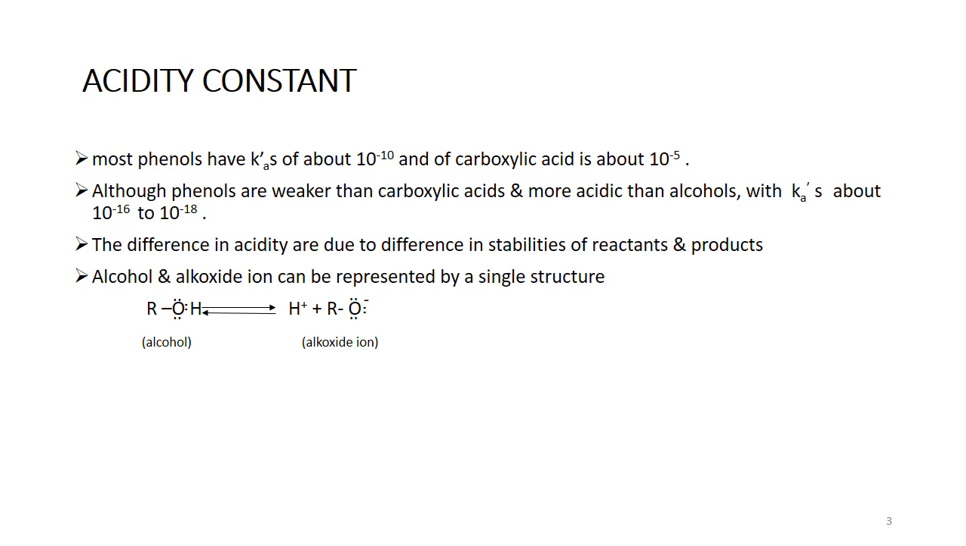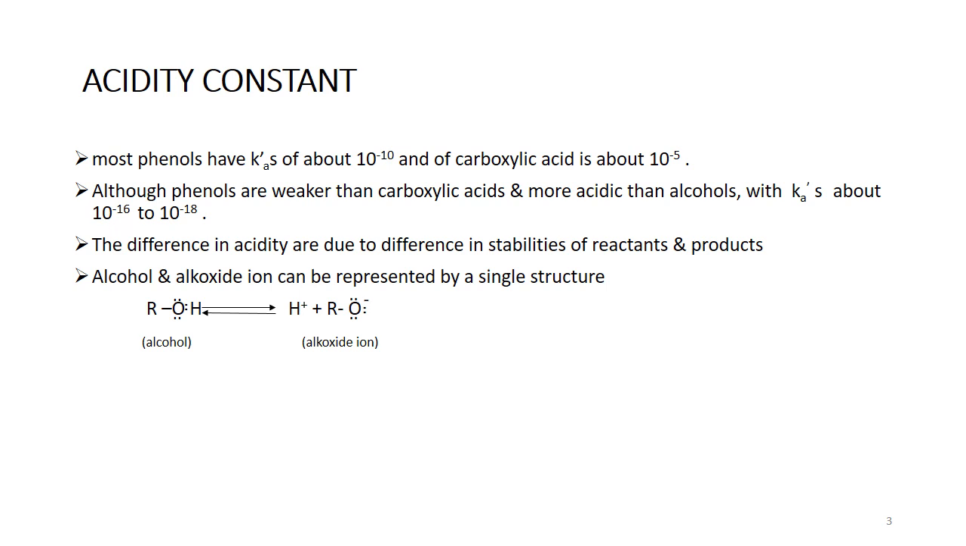Now we have to see why these phenols are more acidic than alcohols. For that purpose we must have an idea about the difference in stability between the reactants and the products. You know that alcohol and alkoxide ion can be represented by a single structure. Alcohol can be represented as ROH. When it donates a proton, alcohol is converted to RO minus, the alkoxide ion. So the alkoxide ion also can be represented by a single structure.